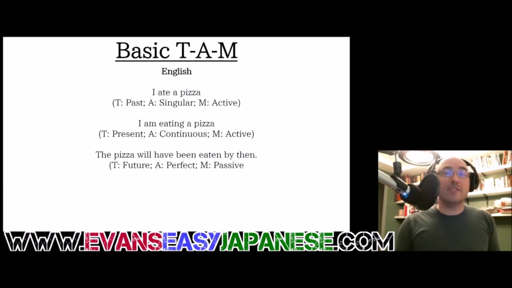Will have been eaten, so it's in the future. So the tense is a future. The mood is passive. And it will have been eaten by them at some point in the future after the verb. So we're focusing on the tail end of the being eaten. So it's a perfect. Not a perfective, but a perfect.